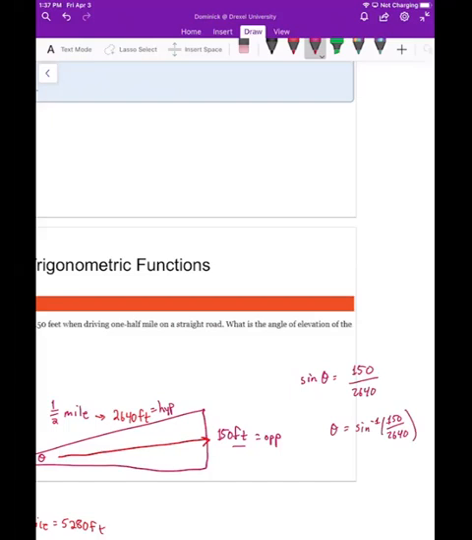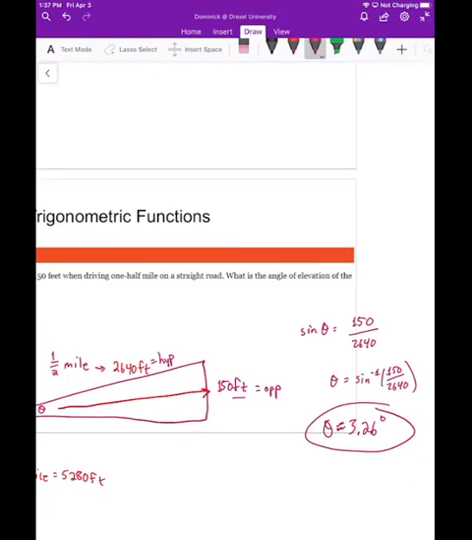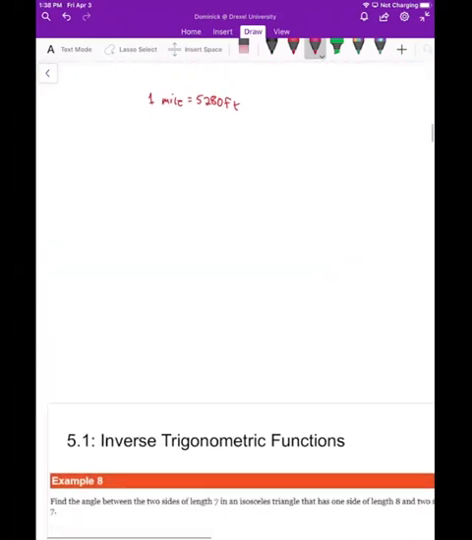So then if I type this in, 150 over 2,640, we get that the angle of elevation for this road is about 3.26 degrees. All right, and I should put the roughly equal to there. So you get that this angle is roughly 3.26 degrees. So that's how we can use the inverse sine function in an application type of problem.